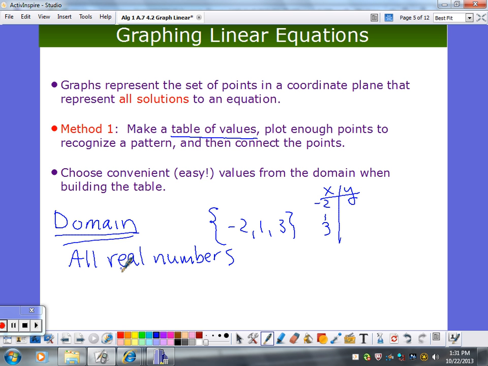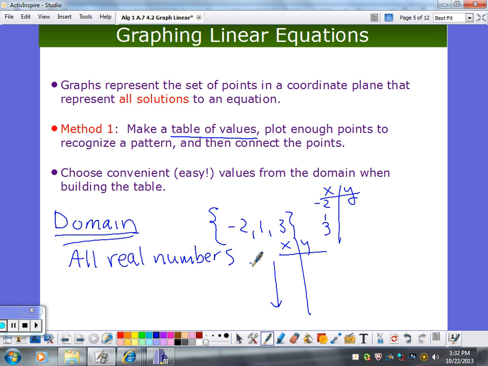If the domain is all real numbers, how do I make a table where I've got all real numbers in it? How am I going to do that? How many real numbers are there? Yeah, we can't write them all down, right? So what are we going to do? We are going to use the fact that if you're graphing a linear equation, it looks like a line. So if I graph some of the points, can I kind of see what my line is going to look like? And then kind of fill in the rest of this.